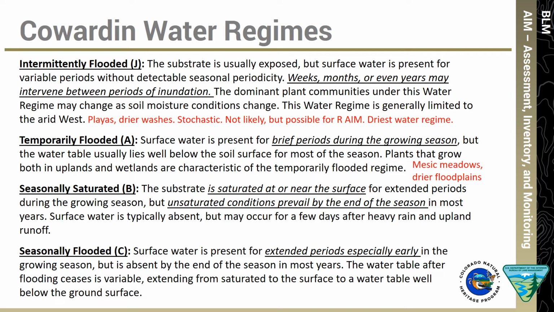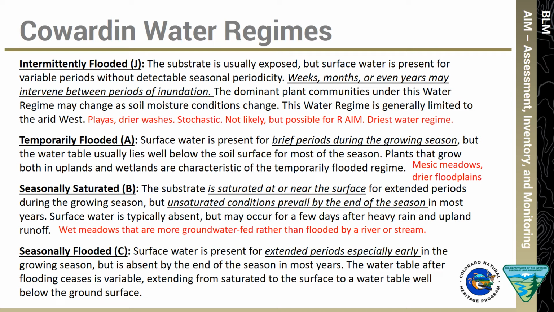The next water regime is B, or seasonally saturated. For these wetlands, the substrate is saturated at or near the surface for extended periods during the growing season, but unsaturated conditions prevail by the end of the season in most years. Surface water is typically absent, but may occur for a few days after heavy rains and upland runoff. This regime is for wet meadows that are groundwater fed, rather than flooded by a river or stream.